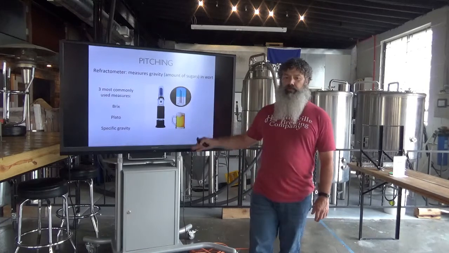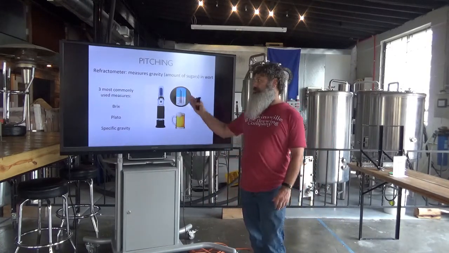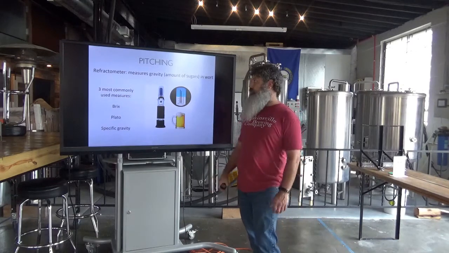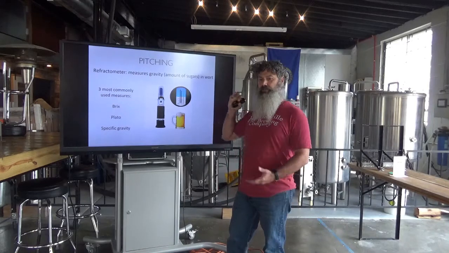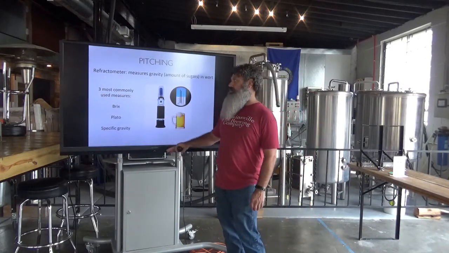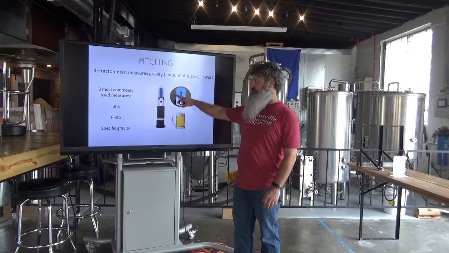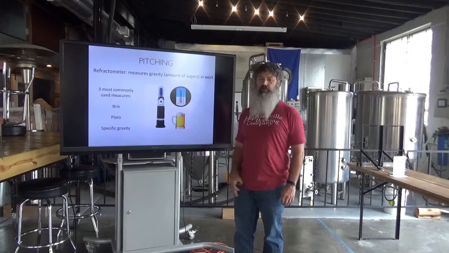So we talked about Plato. Plato is one of 3 ways that commonly measures the sugars inside your wort. So we do this with a refractometer. Kate's going to talk about it. She'll kind of show you a little bit more of what we got here in the brewery. But this is a refractometer, and you can see this is a scale that you'll see when you're looking in through, and it'll tell you what your Brix or your specific gravity is.